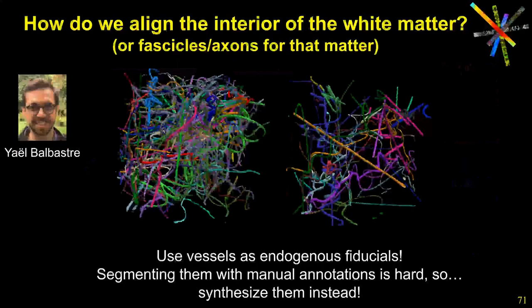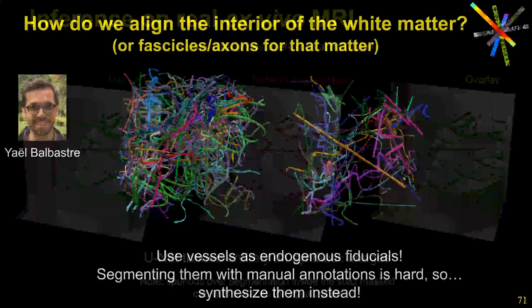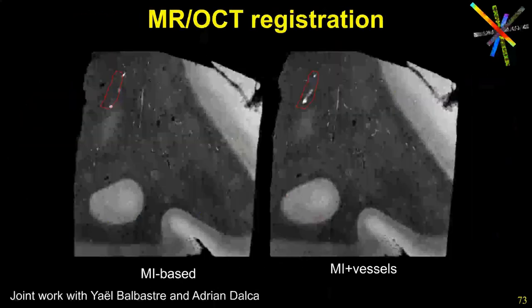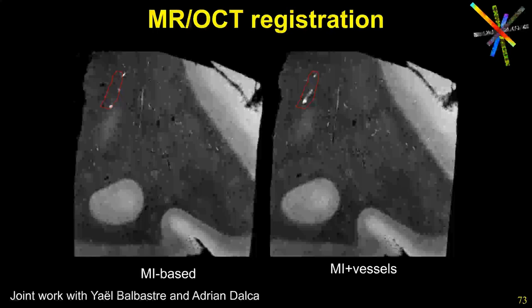Yale has already shown you the vascular stuff. One of the reasons that we started pursuing vascular registration was that if we look at OCT and MR and do standard image-based registration, like the neutral information shown on the left, the interior of the white matter is mostly uniform. And the vessels are only a tiny fraction of the volume of the white matter, like 0.5% or something. Y'all know the statistics. And so standard intensity-based similarity functions will not align the vessels.